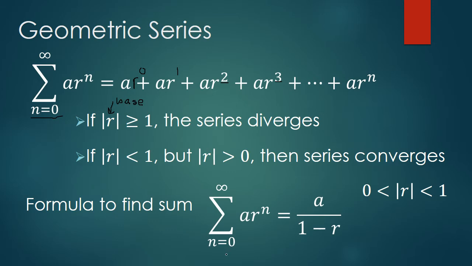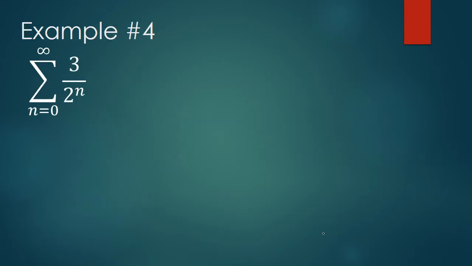Now, a couple things to notice. First, we have to set our formula up so that n is equal to 0. And then once we do that, a r to the nth power is going to equal a divided by 1 minus r. Okay, let's look at an example.